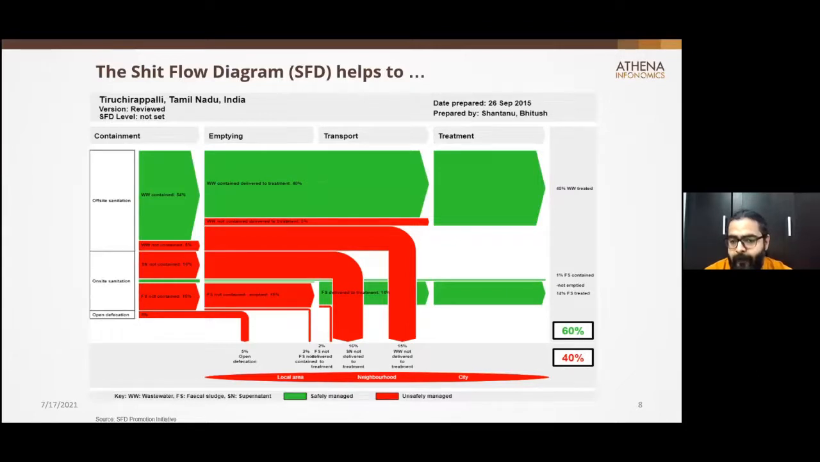Now it might be possible that you are tapping an open drain and doing an STP. But that time in Tiruchirappalli, what was going into an open drain was not captured or sent to a treatment facility. So you see the red arrow, which is originating from supernatant not contained, goes down to, and it's mentioned 16% SN not delivered to a treatment facility.